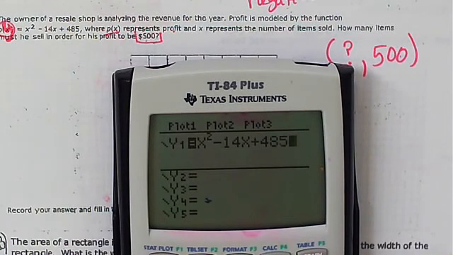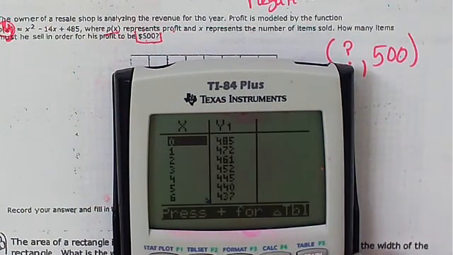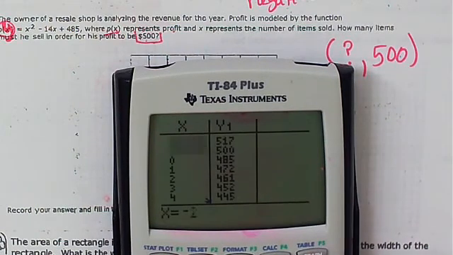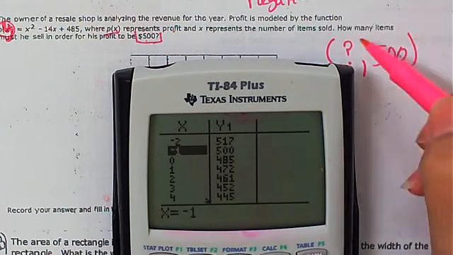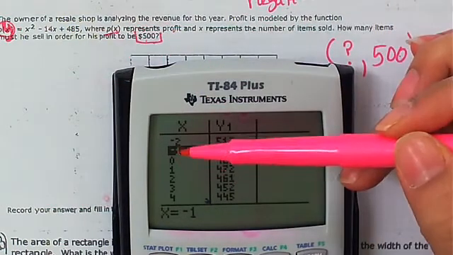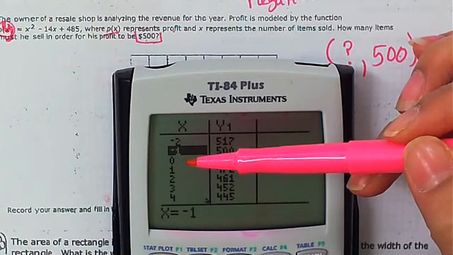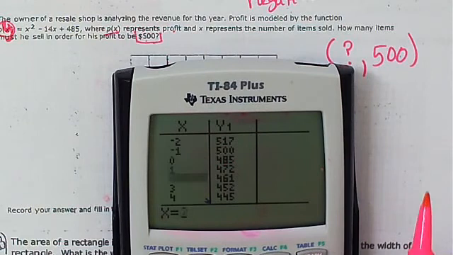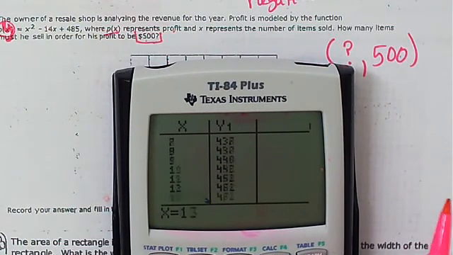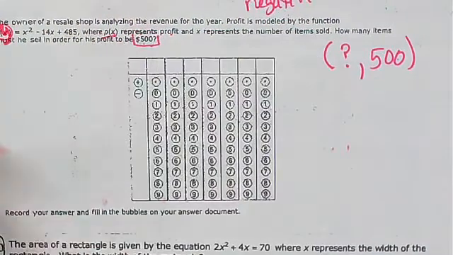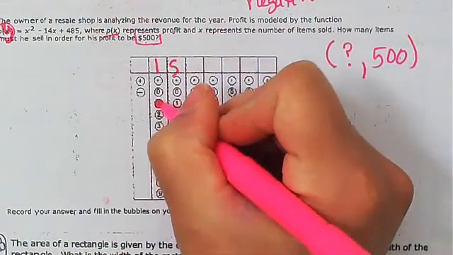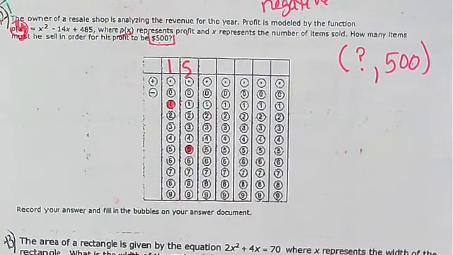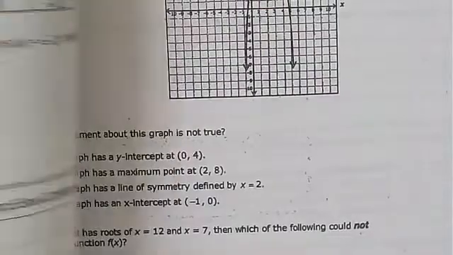Okay. Well, I'm going to do this. I'm going to go here, and I'm going to type my equation, X squared minus 14X plus 485, and I'm going to go to the table. I know that the Y is 500. Oh, it's right there. But wait a minute. How many items can you sell? Can I sell -1 items? That doesn't make sense. But a lot of students are going to put that. This is a word problem, so it's got to make sense. There's got to be another one that equals 500. There we go. So how many items do we have to sell? 15. So be very careful there.